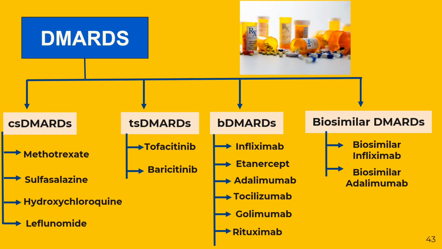Next will be targeted synthetic DMARDs and biologic DMARDs. Both are effective in early onset and established RA and should be considered when treatment target is not achieved with conventional synthetic DMARDs.